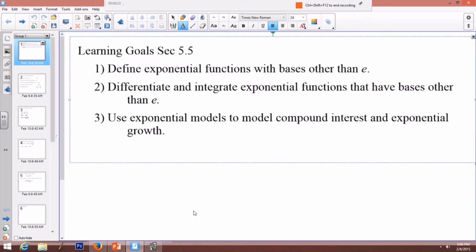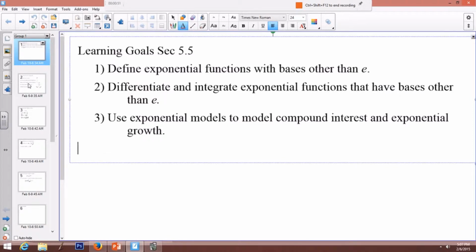So today, Section 5.5, we're going to talk about defining exponential functions with bases other than e. We're going to differentiate and integrate those functions, and then we're going to use exponential models to model compound interest and exponential growth. So you're going to see a lot of topics that come up in Algebra 2 and Pre-Calculus, and then we're also going to talk about them in terms of differentiation, so rates of change.